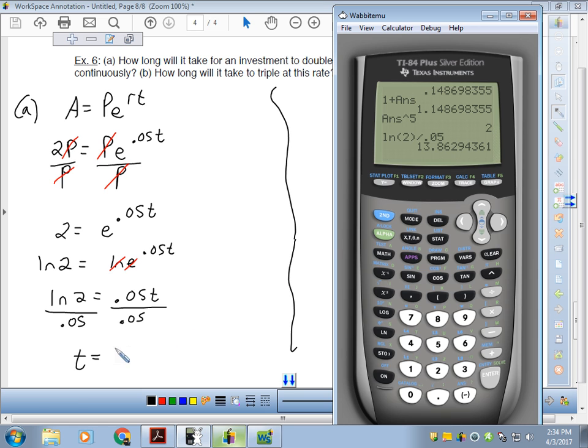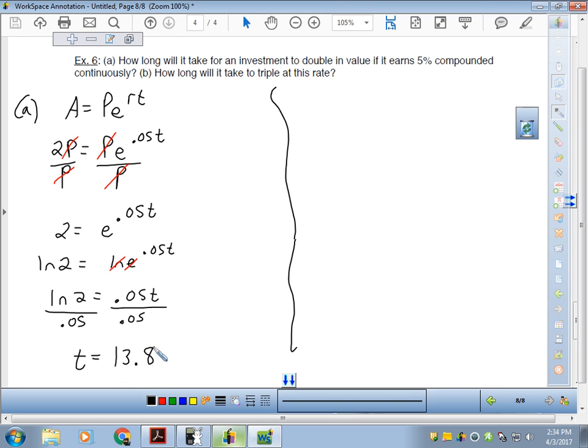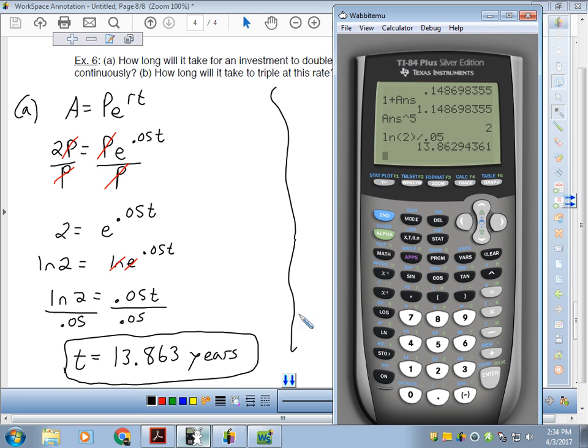13.863. And this time is always measured in years, so that's how many years it's going to take to double at that interest rate. And again, you can check your answer. If you take e and multiply your 0.05 interest rate by that previous answer, it comes out as 2. So it's going to multiply your principal by 2, doubling your investment. It does work.